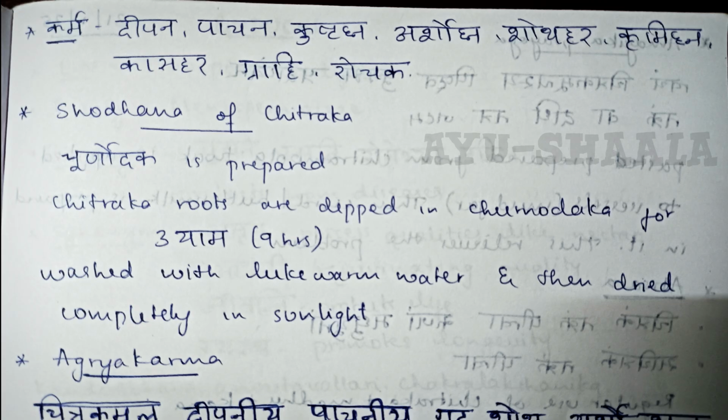First Churnodaka is prepared, that is lime water is prepared, and Chitraka roots are kept in that. For how much time should it be kept in that Churnodaka? That is 3 yama. 1 yama is equal to 3 hours. Then 3 yama will be 9 hours. So it should be kept for 9 hours in Churnodaka.